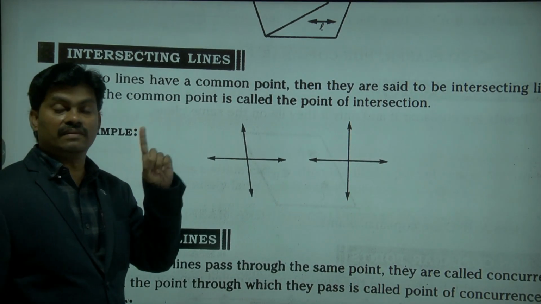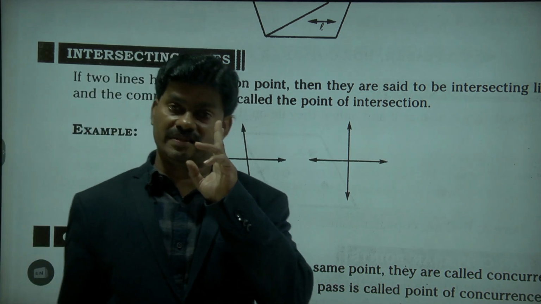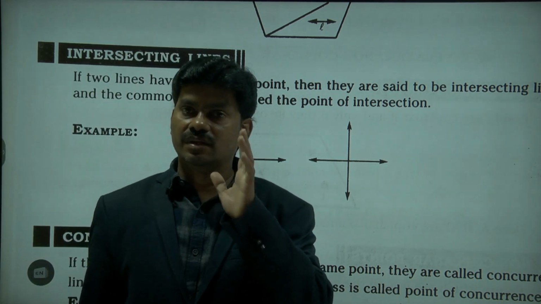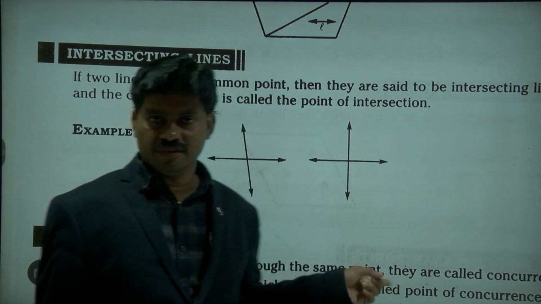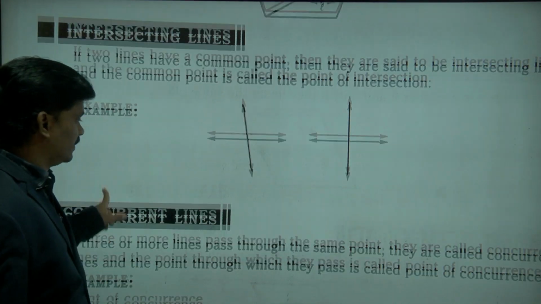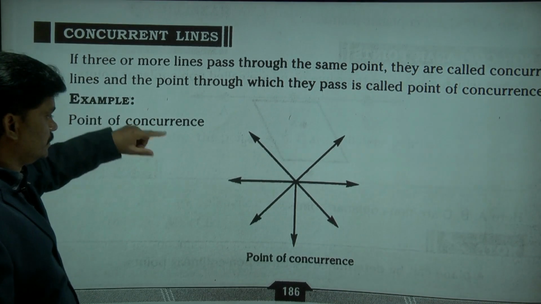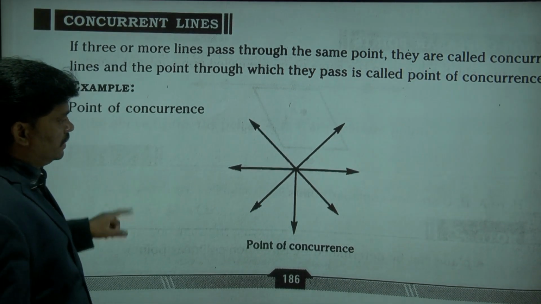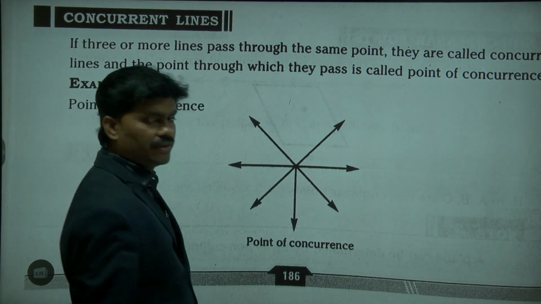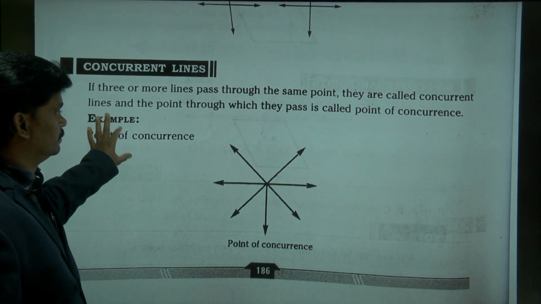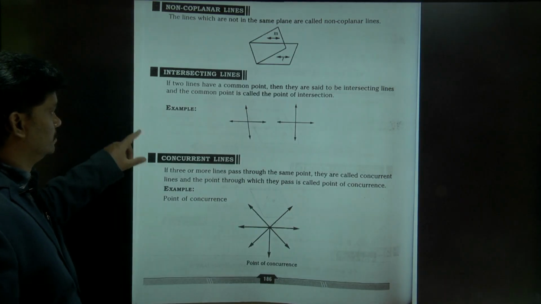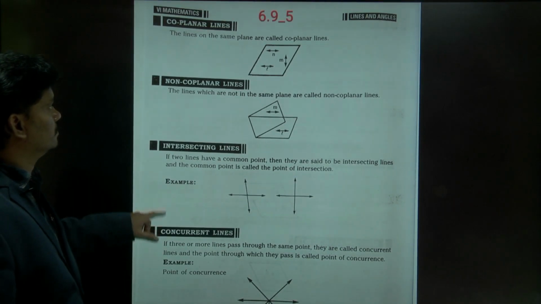And concurrent lines, intersecting lines, then concurrent lines. Intersecting lines have only one common point, but we can see only 2 lines here. If only 2 lines have the common point, they are intersecting. If many lines have the common point, this is the definition of concurrent lines. Like this, this point is called the point of concurrence. Next one.